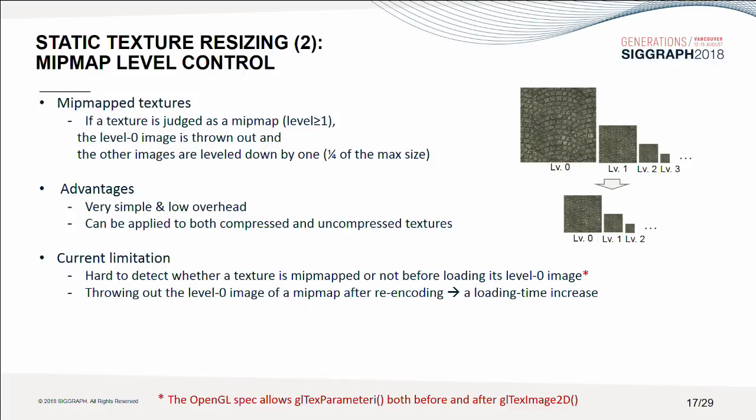But there is one limitation. It is hard to detect whether a texture is mipmapped or not before loading its level 0 image, because the OpenGL spec allows a call of glTexParameteri both before and after a call of glTexImage2D. So currently we throw out the level 0 image of mipmaps after re-encoding, and it makes the loading time increase. We leave a solution to this limitation as future work.